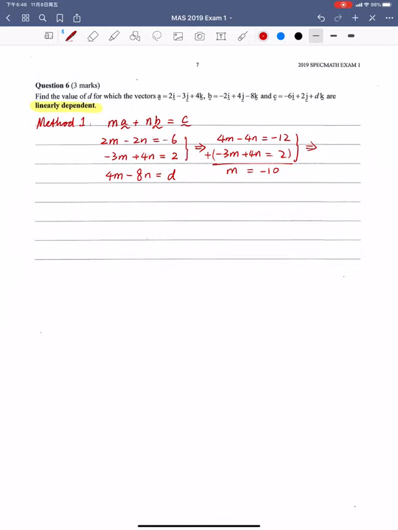With the second one, let's say minus 3 times minus 10 plus 4n equals 2. So 30 plus 4n equals 2. 4n equals minus 28, and n equals minus 7. Finally, D equals 4 times m, which is 4 times minus 10, minus 8 times minus 7. So it's minus 40 plus 56, which is 16.